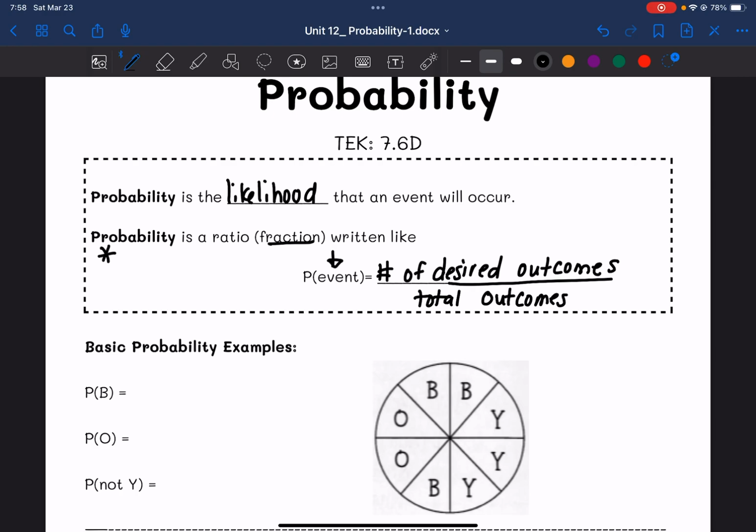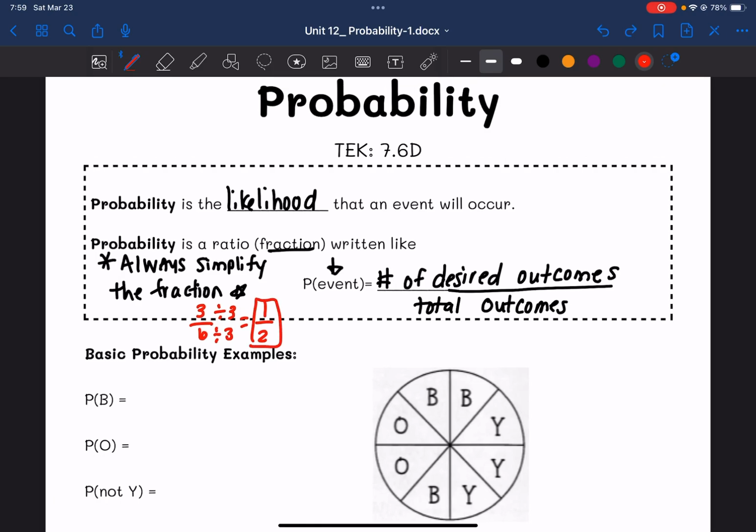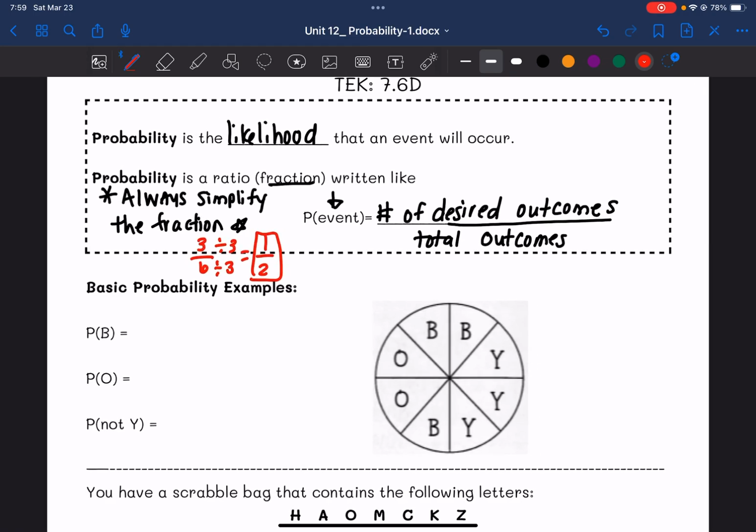It is important for us to take note that with these fractions, you always have to simplify the fraction, okay? For example, if I have the fraction 3/6, I cannot leave it like this. I know that I can divide both the top and the bottom by 3, so that will be 1/2, not 1/6. And this would be simplified, okay? All right, let's go into some examples of basic probability.